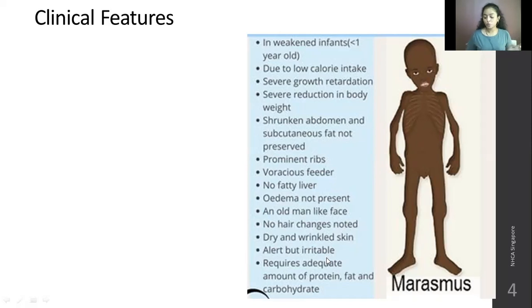The child knows what is happening around, but the child is very irritable. Apathy. Okay. And these kids require adequate amount of protein, fat, and carbohydrates as a replacement nutrition therapy to get back to catch up with the growth and development.